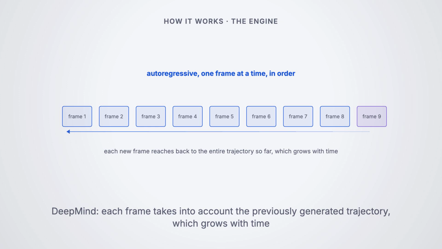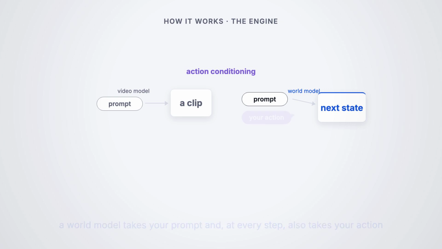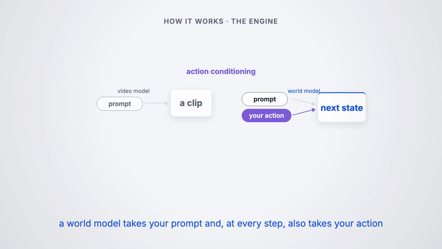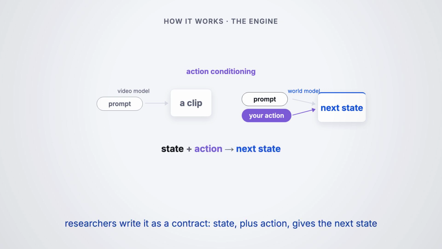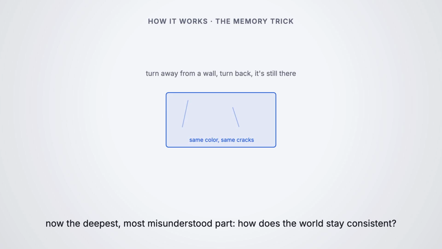During generation of each frame, the model takes into account the previously generated trajectory, which grows with time. And here is the single thing that turns this from a video model into a world model: action conditioning. A video model takes one input, your prompt, and produces a clip. A world model takes your prompt and at every step also takes your action, the button you press, the direction you move. Researchers write it as a contract. State plus action gives the next state. That second arrow, your live action every frame, is the whole reason one is a video and the other a world.